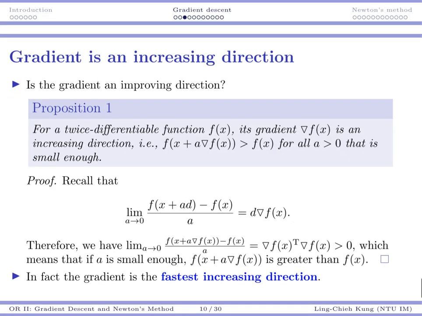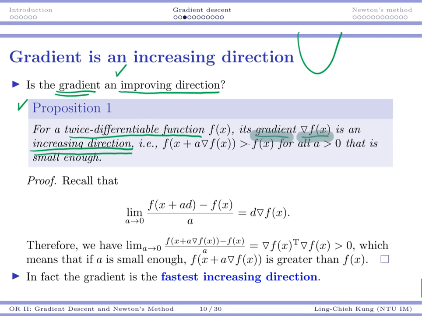So we want to know whether the gradient gives us an improving direction. And here, improving means we want to minimize the function, right? So we want to improve by getting to a lower point. For a given function, whether it's one-dimensional or two-dimensional or whatever, at a point, we have the following proposition. For a twice differentiable function, its gradient is an increasing direction.